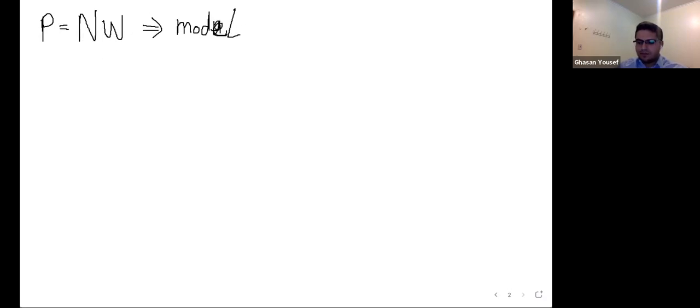So right now, B equals N times W. This is the model, or it's called an algebraic model. Example for that. I'll give you an example to give you the idea.